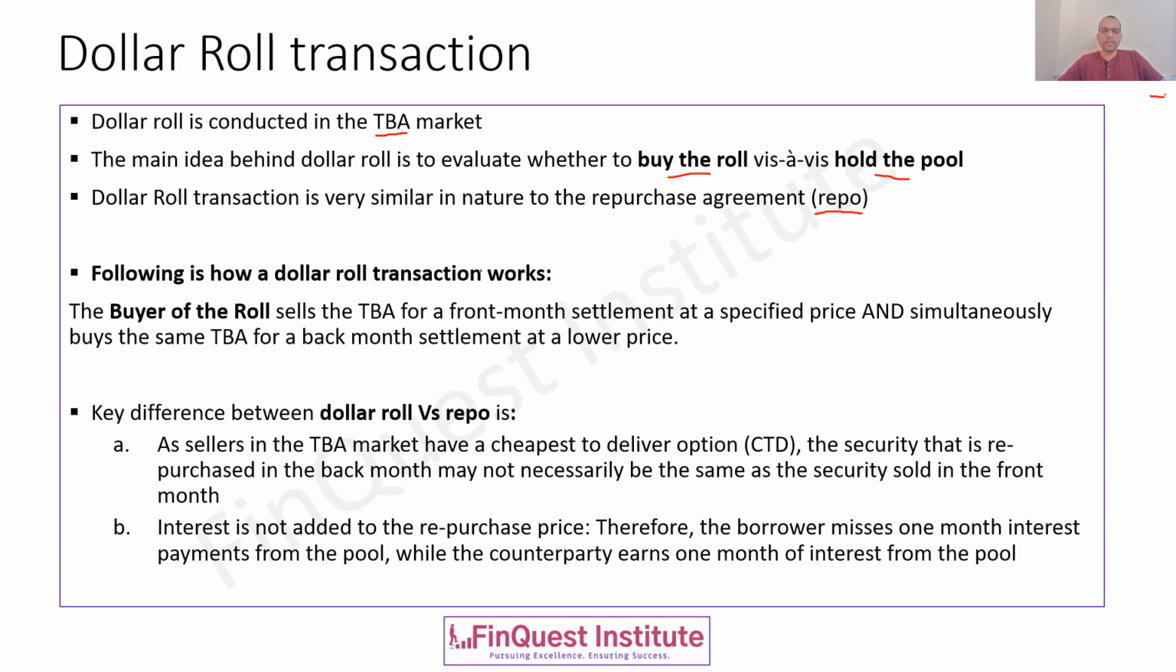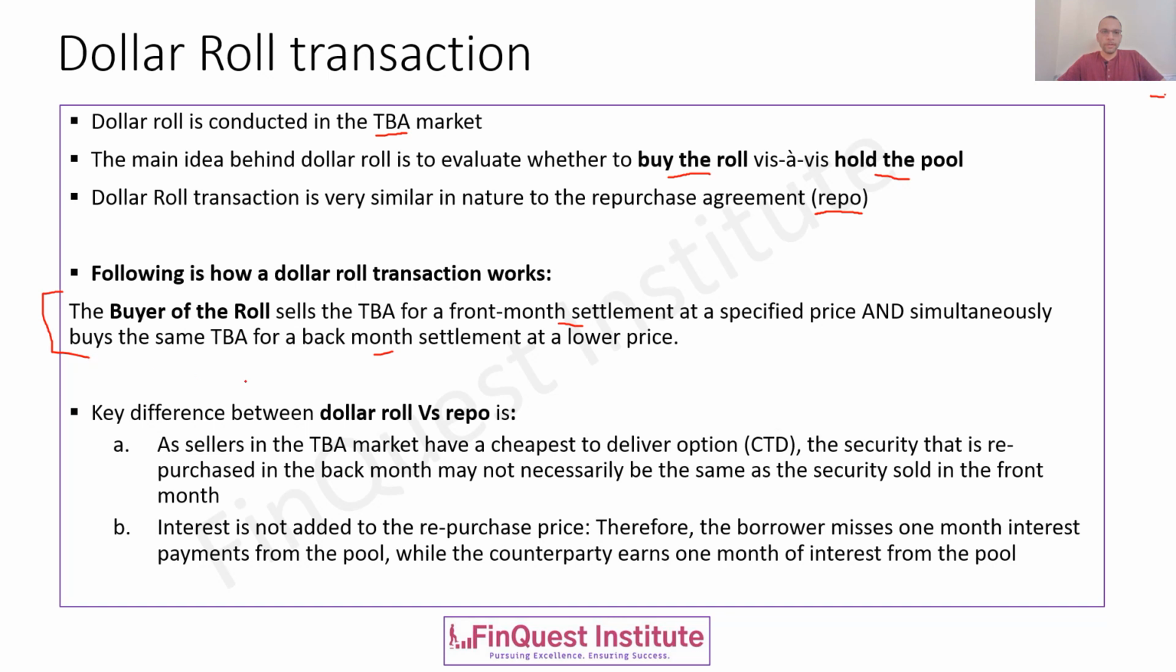To understand how this transaction works, the buyer of the roll, one of the parties to the transaction, sells the TBA for a front month settlement. What is a front month settlement and a back month settlement? We'll cover that in a simple numerical in a bit. The buyer of the roll sells the TBA for a front month settlement at a specified price, and simultaneously buys the same TBA back using a back month settlement at a lower price.